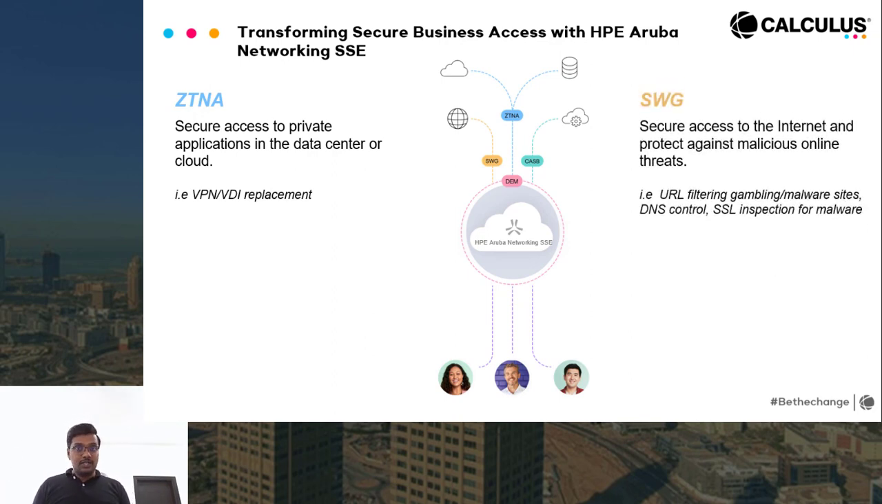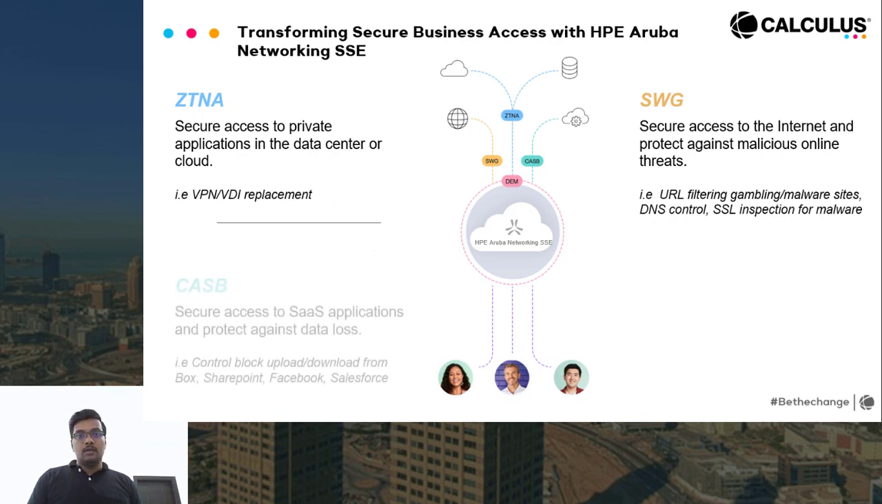Then SWG, Secure Web Gateway, which secures the access while reaching the internet and protects against online threats. Say a user is working from home and is trying to access the internet from his corporate assets, we can apply URL filtering, DNS control, SSL inspection for malware, right, while he is trying to connect to the internet. All this can be done.